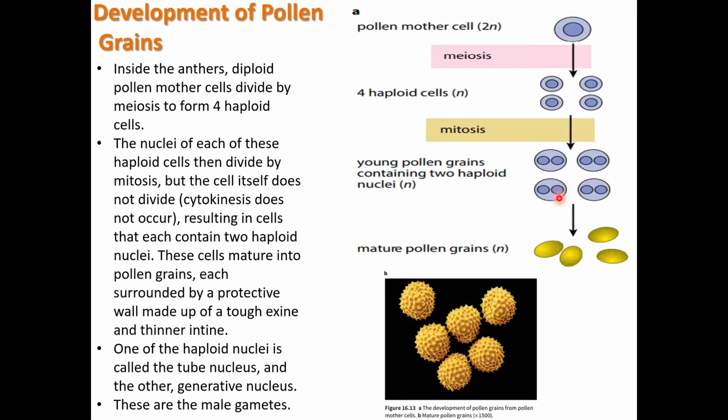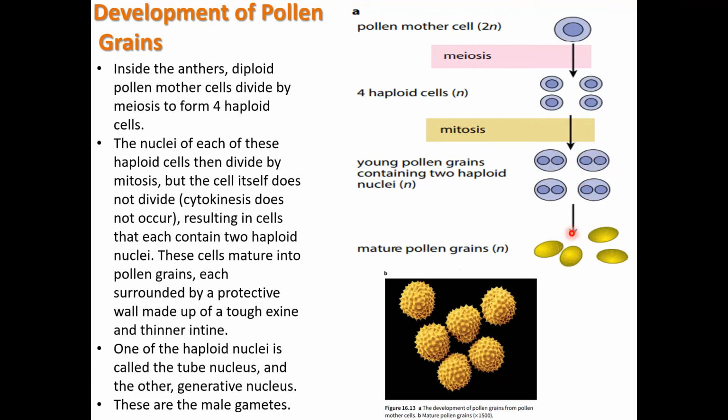These cells then mature into pollen grains. These are the mature pollen grains now, right? As they mature, they are surrounded by a protective wall, which is made up of tough exine and a thinner intine. This is what they've shown here, and we look at the detailed view in the next picture as well. Of these haploid nuclei, one is known as the tube nucleus and the other is known as the generative nucleus, right? So these are the male gametes, the pollen grains.